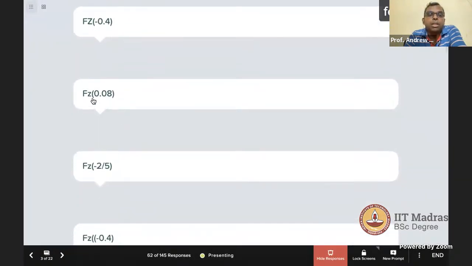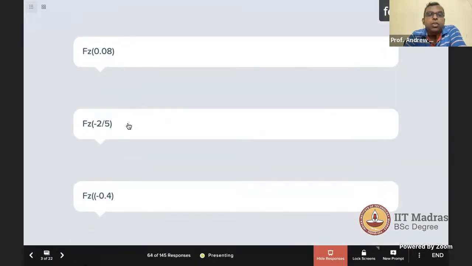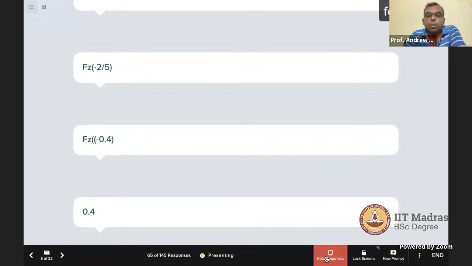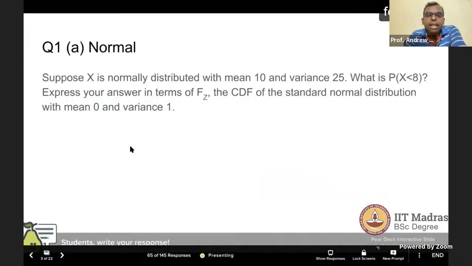Make sure you're not making a mistake. I don't know how the person got 0.08. That's incorrect. It's minus 2 by 5, and that's the correct answer. Most people have got the answer right. This is just a direct substitution into the expression, and you'll get it. So these are bread and butter problems.